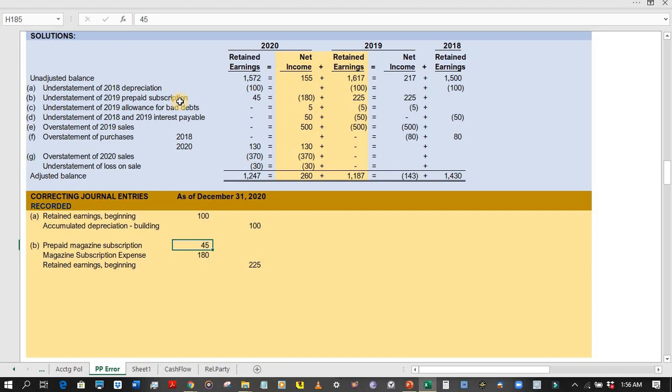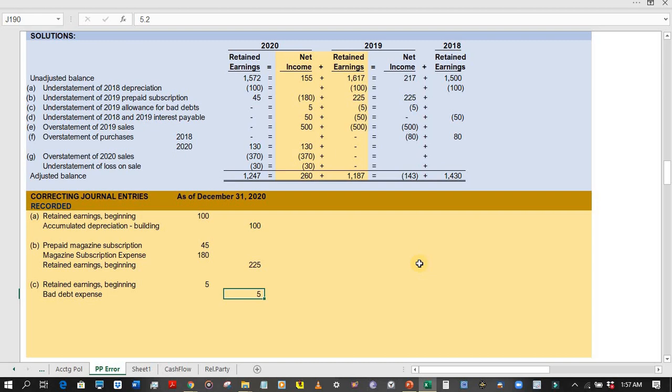So now let us proceed to letter C. In letter C, this is an understatement of 2019 allowance for bad debts. And our journal entry is a decrease in retained earnings, so that will be a debit to retained earnings, and an increase in net income for 5 pesos. So it means a credit to a nominal account. What nominal account is related to bad debts? That is the bad debt expense. So our journal entry for letter C is debit retained earnings beginning. Again, that is the decrease in retained earnings for 5 pesos and a credit to bad debt expense for 5 pesos.